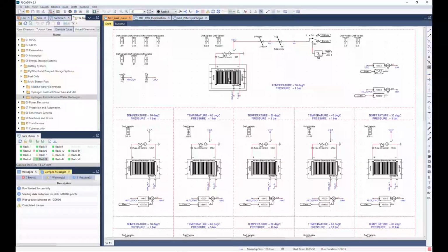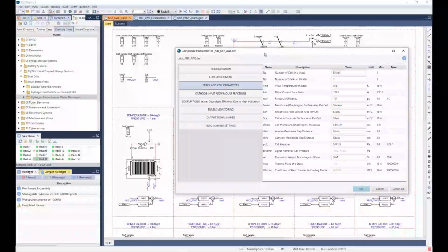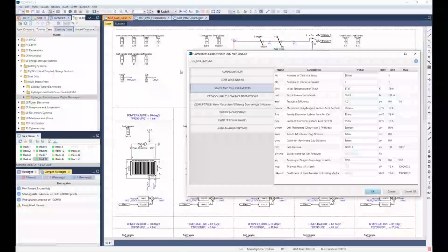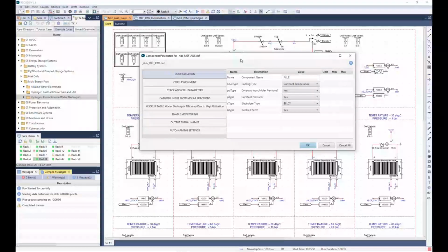This is the first or the reference electrolyzer. For this particular stack, I have used 353 Kelvin, which is equal to 80 degrees Celsius as its temperature. And for the pressure, I have used 100,000 Pascal, which is equal to 1 bar. All the stack and cell parameters are set using draft variable, which are placed at the top of this draft case. For all the electrolyzers, I have used the constant temperature mode, which means the temperature dynamic inside the stack is ignored.